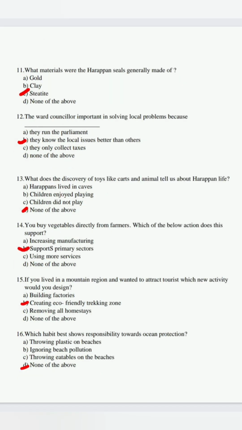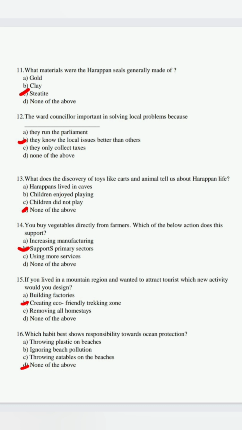Question number 11. What materials were the Harappan seals generally made of? Options are A. Gold, B. Clay, C. Steatite, and D. None of the above. And the correct option is option C. Steatite.